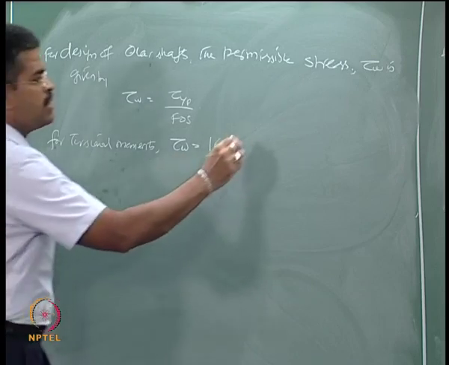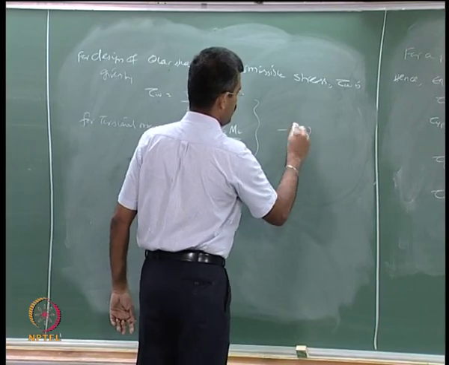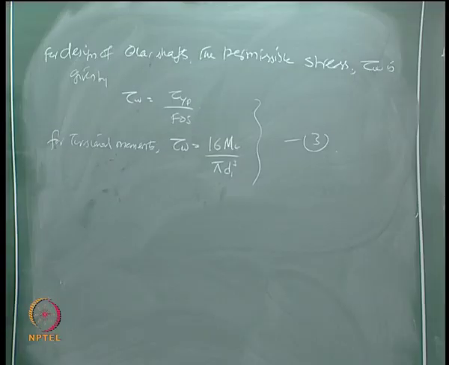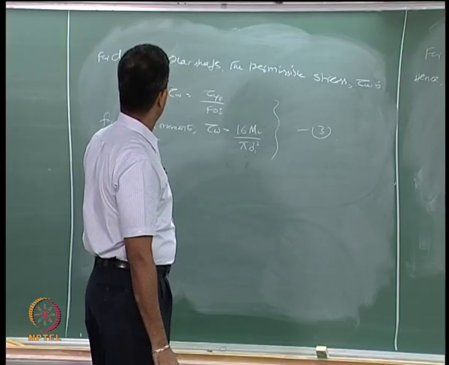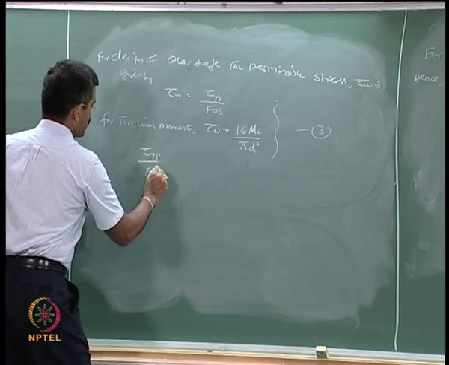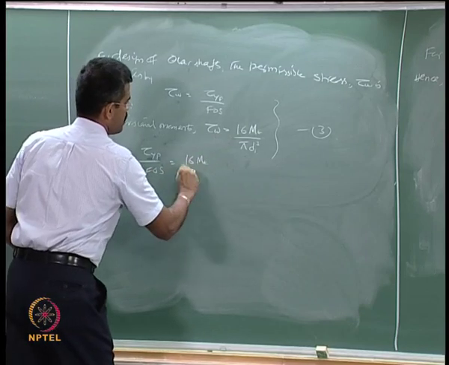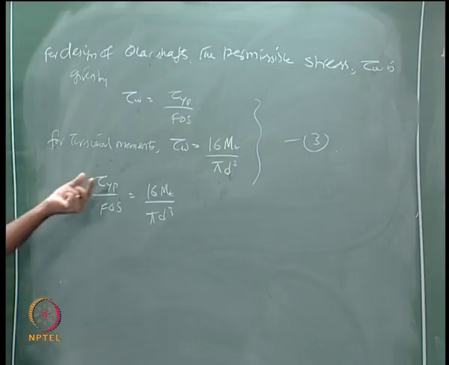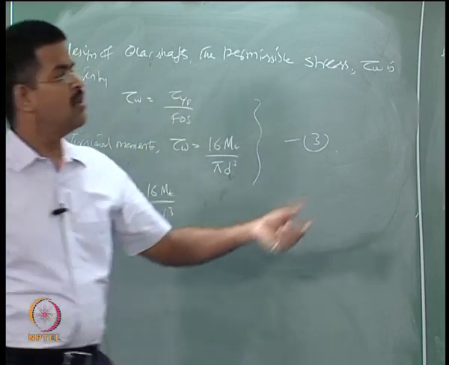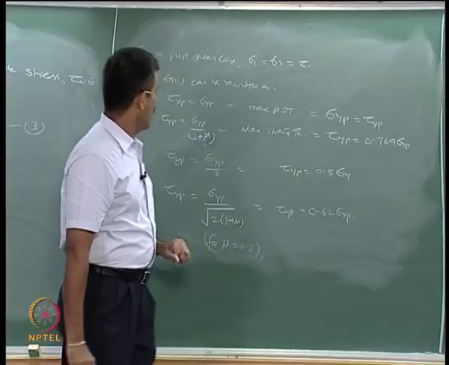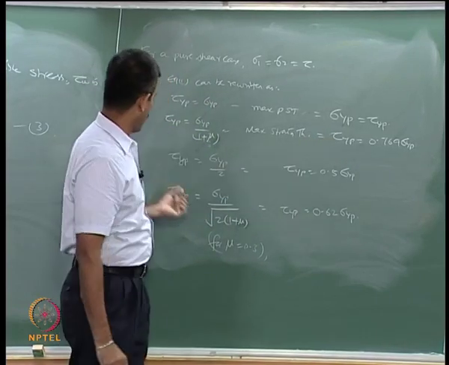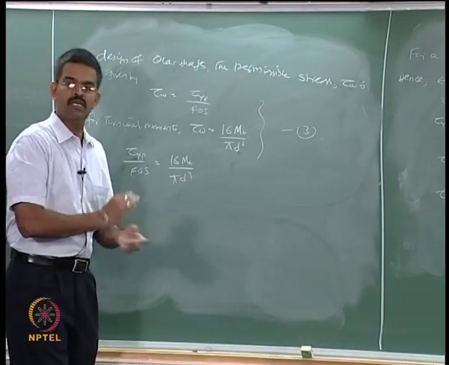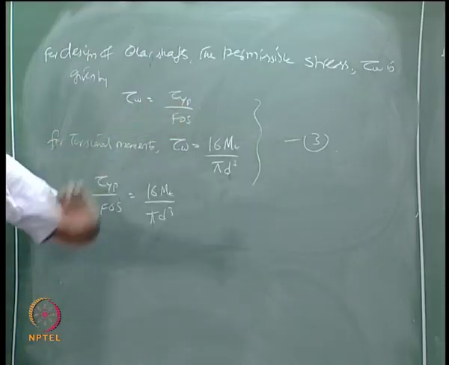So now let us find out this equation. I will call this equation number 3. If you have missed out some number in between, this is 3, that can be 2 or whatever it may be. So now I have tau yp by factor of safety is 16 MT by pi d cube. Now this tau yp is different for different theories. For principal stress it is sigma yp directly, for maximum strain it is 0.769, for the other theory it is 0.5, and the fourth one it is 0.62. I will keep on substituting and find different diameters and compare. Can you give me what is the diameter as per the first theory?